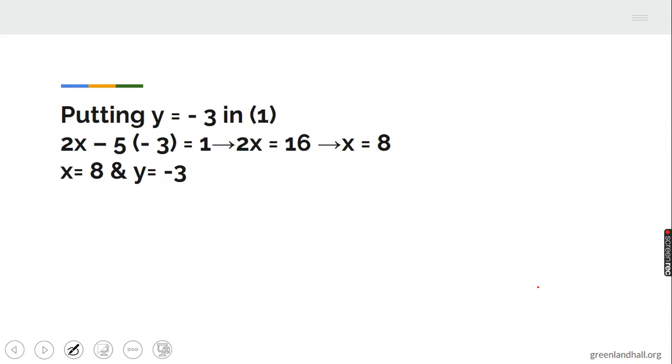Then I will substitute minus 3 in equation 1. I will now have 2x minus 5 times minus 3, that will become plus 15. Now transferring plus 15 to this side, I will have this as the answer. I will have x equals to that.